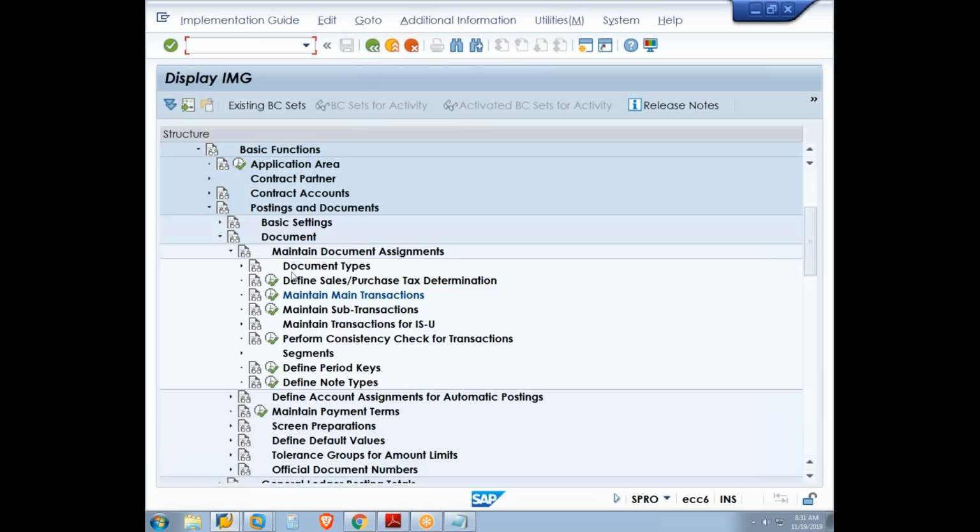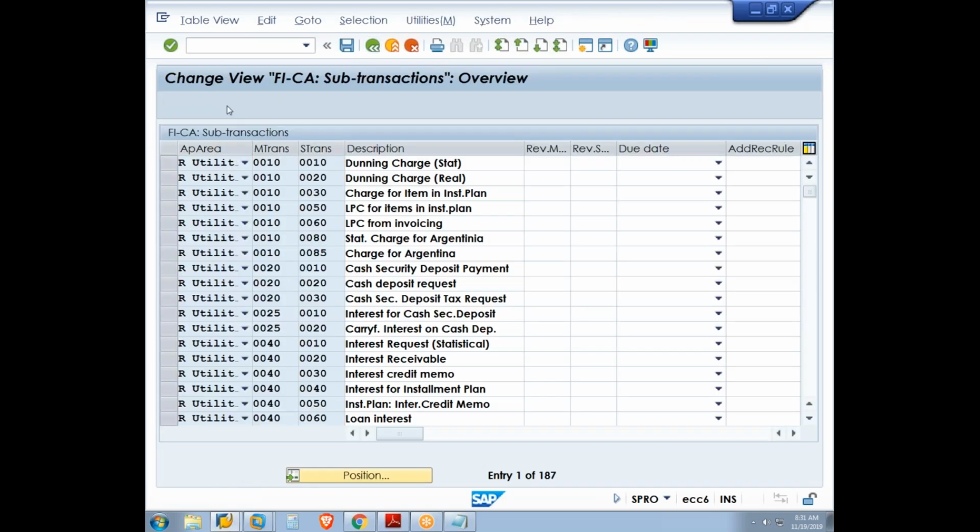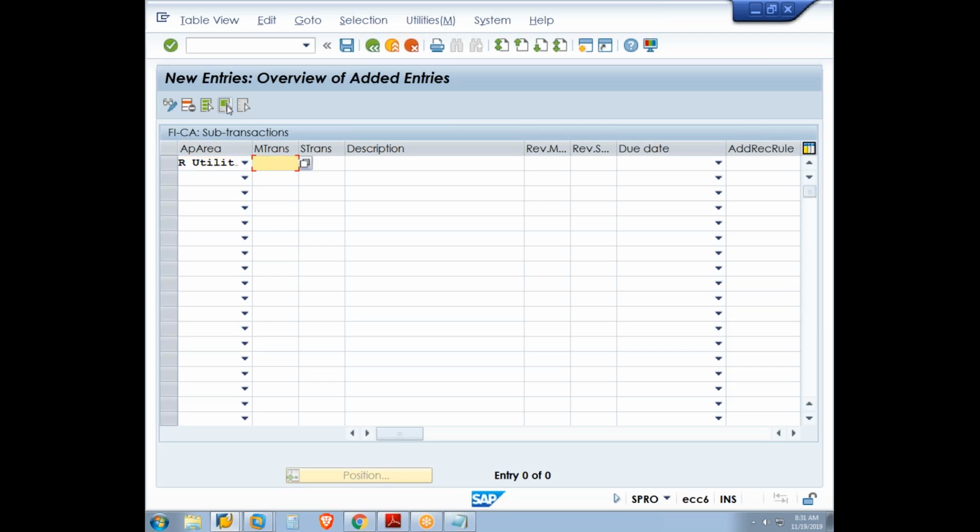Then for this also I have to give a sub transaction. So application area R, the main transaction is 5001. Here I will say sub transaction 5005, credit for price, or credit charges. I'll simply make it credit charges and then save it. Like that, under the main transaction 5001, I can have many sub transactions.